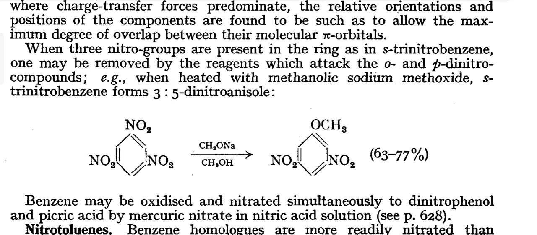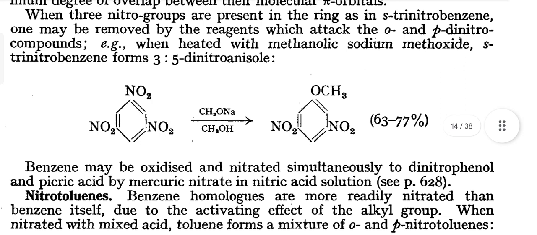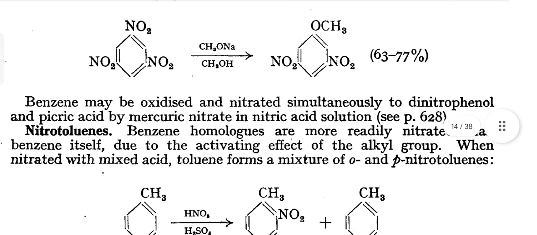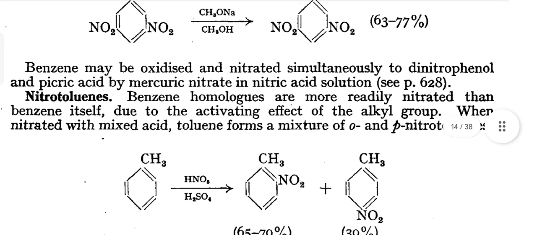When three nitro groups are present in the ring, as in s-trinitrobenzene, one may be removed by the reagents which attack the ortho- and para-dinitro compounds. For example, when heated with methanolic sodium methoxide, s-trinitrobenzene forms 3,5-dinitroanisole. Benzene may be oxidized and nitrated simultaneously to dinitrophenol and picric acid by mercuric nitrate in nitric acid solution.